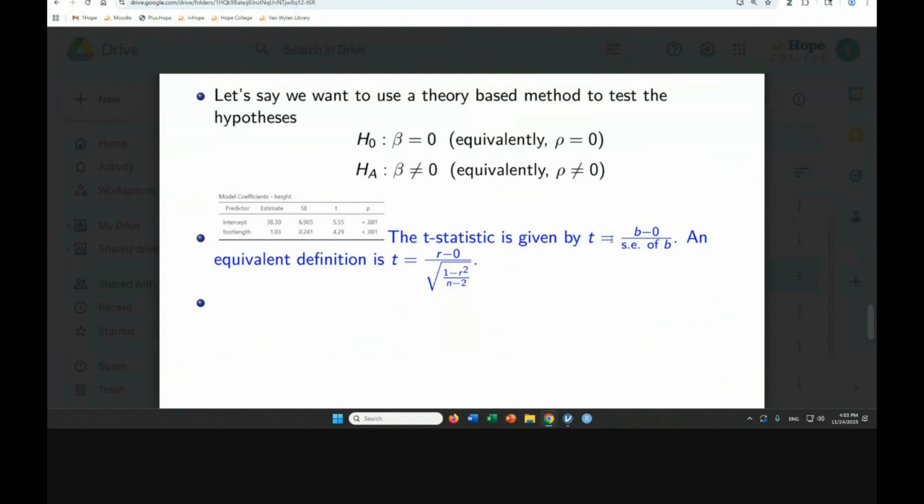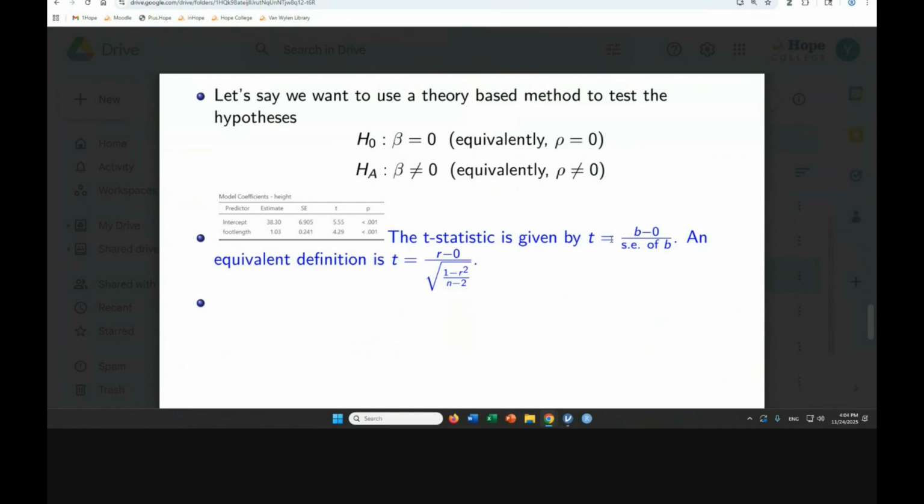There is an equivalent way to get the T. These two are numerically the same. I need to tell you both formulas because they exist in the wild, so you need to know. This is another way to get the T statistic. It's harder. This one involves R and also N. This one doesn't. This just means take B and divide by the standard error of B. Where do these come from? What's B? B is the slope.